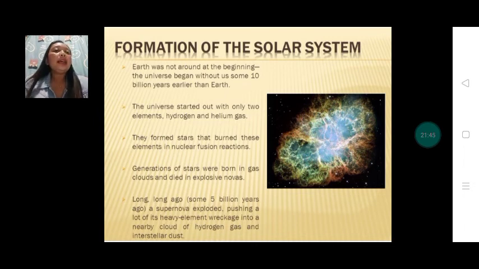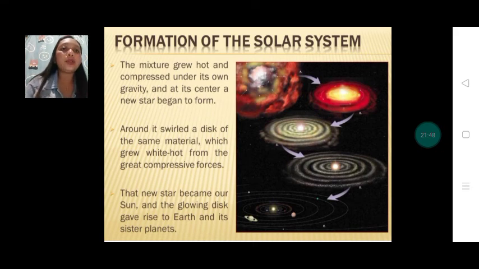Okay, so now let's proceed to the next slide, which is the formation of the solar system. So the mixture grew hot, compressed under its own gravity, and in its center, a new star began to form. So, as you can see in the picture, kanang naa sa tunga mao na siya ang nag-form nga bag-o nga star. Then around it swirled a dust of the same material which grew white hot from the great compressive forces. And then that new star became our sun, and the glowing dust gave rise to Earth and its sister planets.